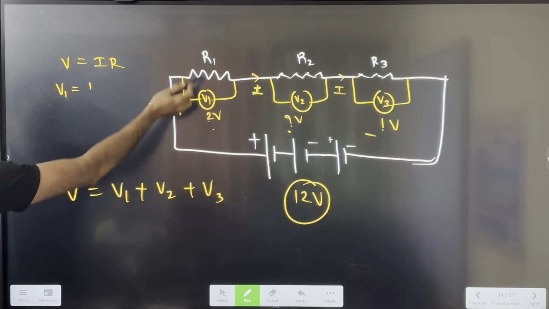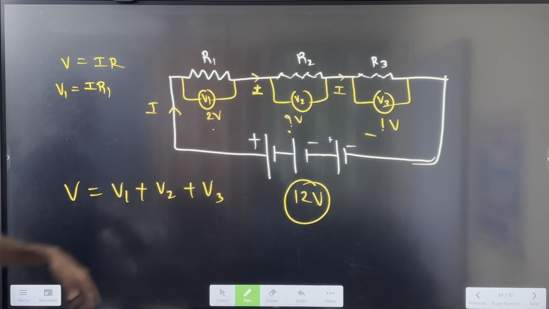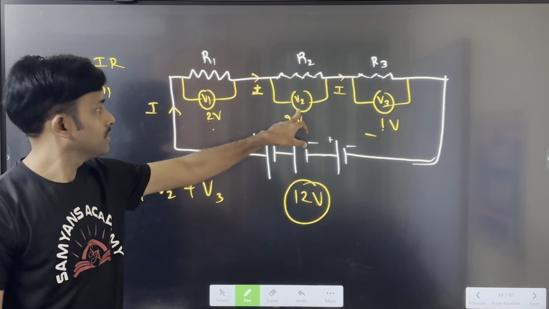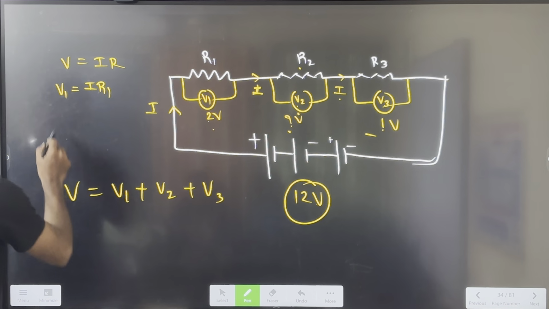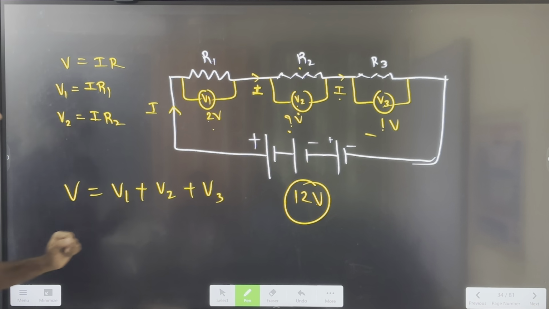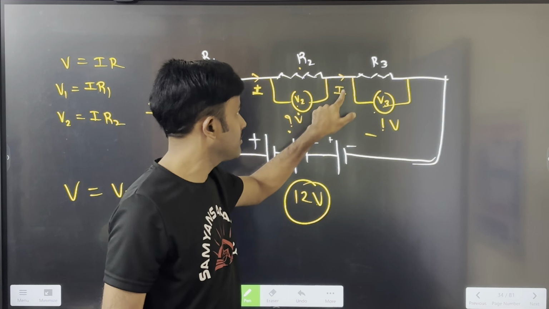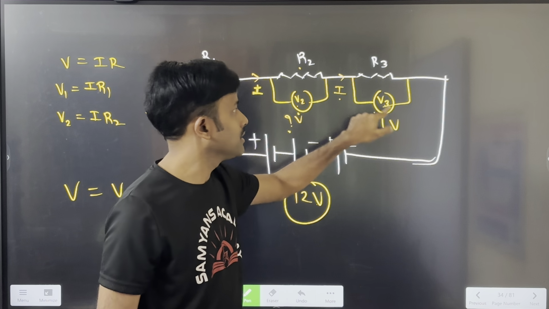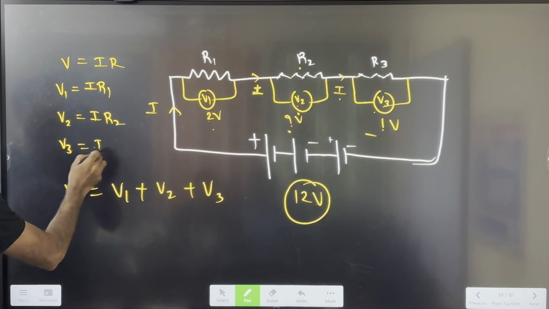Then V1 drop is how much here? V1 equal to I into R1. Then what is the V2 value? Can you guess? V2 equal to I into R2. So V2 voltage equal to how much? It is equal to I into R2. Then V3 equal to how much? Current is flowing through this resistor? The same I current is flowing through this resistor. Then V3 equal to I into R3.